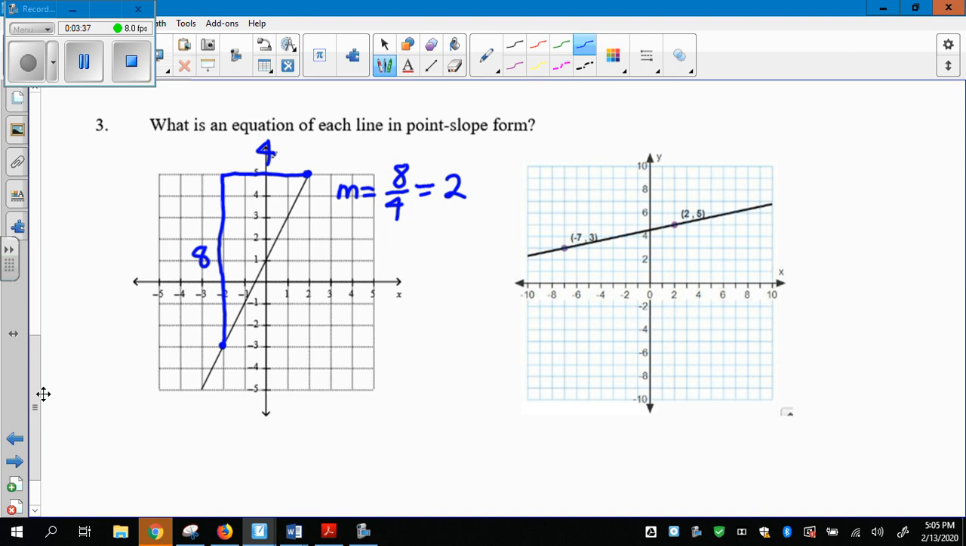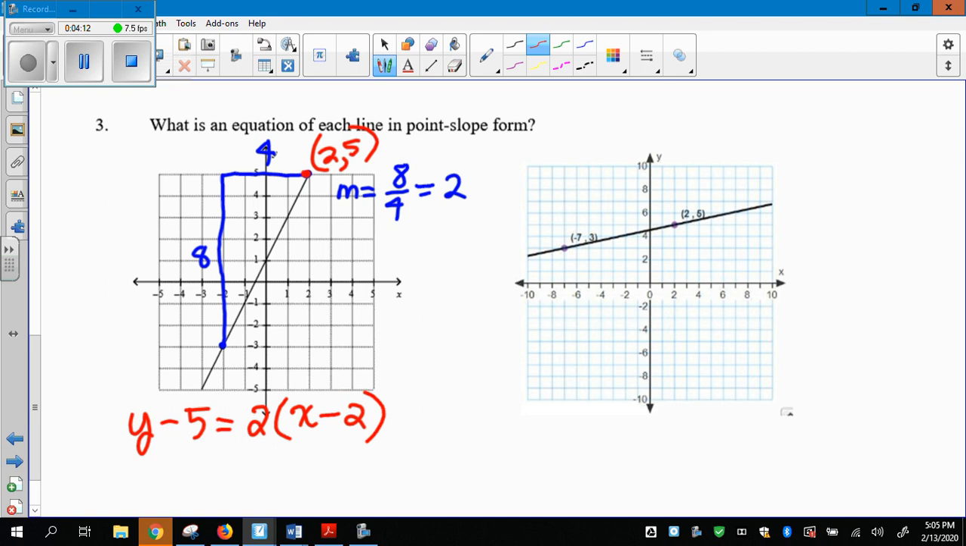And then I can just use either of the points on the graph to write my equation. I'm going to use the point up here in red. The coordinates of that point are 2, 5. And now I'm going to write my equation in point-slope form. So y minus the y coordinate, which is 5, is equal to the slope, which is 2, times the quantity x minus the x coordinate, which is 2.